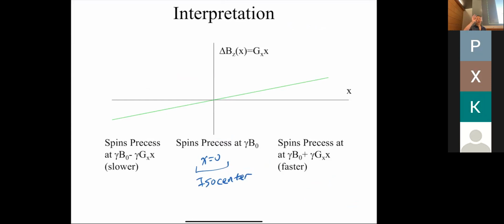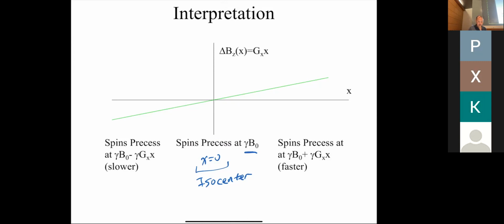Okay, the isocenter is sort of the middle of the magnet. When you do a clinical exam, there will typically be even a button that says advance to isocenter. It just takes your sample right to the middle of the magnet. That's where the gradient fields are equal to 0. So at this point, everything precesses at gamma times B0. Away from the isocenter is where the gradients can act.